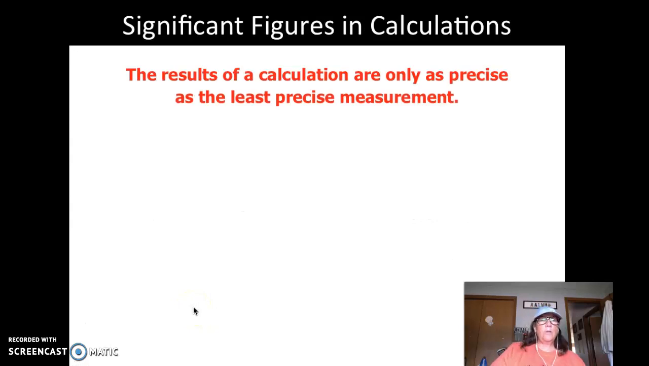When you do calculations with significant figures, your answer has to be only as precise as the least precise instrument. In other words, if I'm multiplying 2 numbers, and one has 5 significant figures and one has 2, I have to make sure my answer only has 2, because the measurement that only has 2 is the least precise of my instrumentation. And again, we do this to make sure that when we do a calculation, we're not lying.